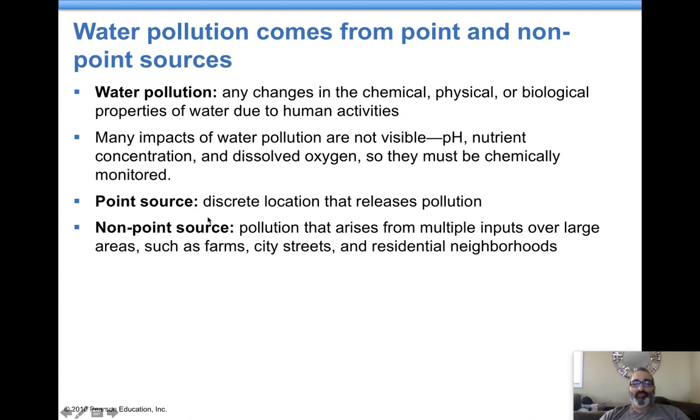What would be a non-point source? Like a neighborhood, basically a residential area, all the streets, all the stuff coming from all the cars from the area, farming areas. It's not just one farm. If it was one farm, point source. If it's a farming area, it's a non-point source. All right, so larger areas, non-point source; smaller discrete locations, point source.